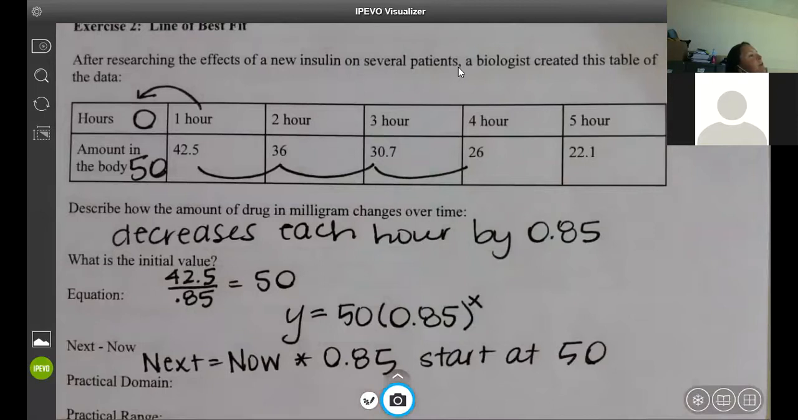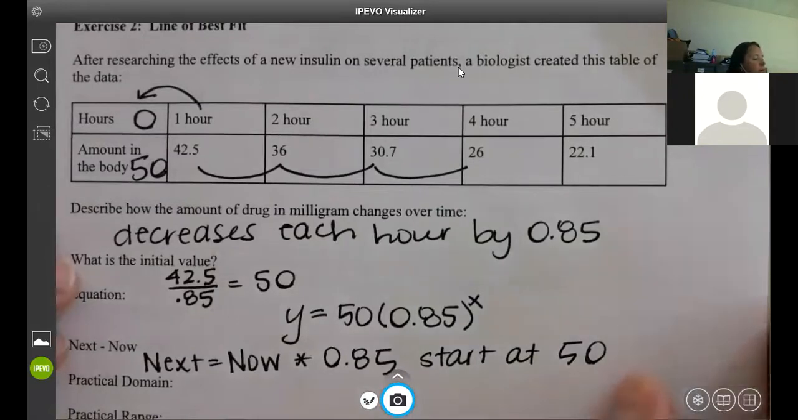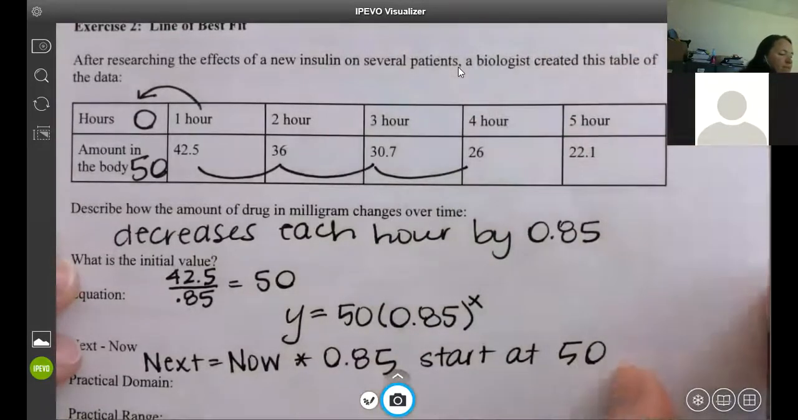I'm going to show you a better way to find this than having to look at the chart. You can use your calculator the whole time. Okay, you can use your calculator. So practical domain and range, I'm going to get outside of that and we're going to move on. Okay, so don't worry about practical domain and range right now.